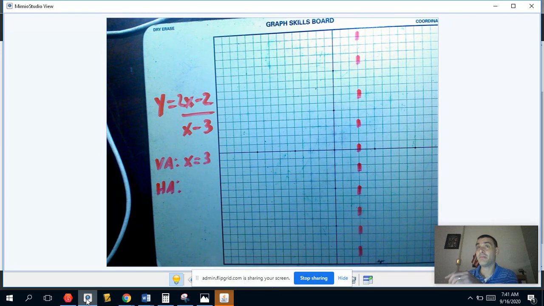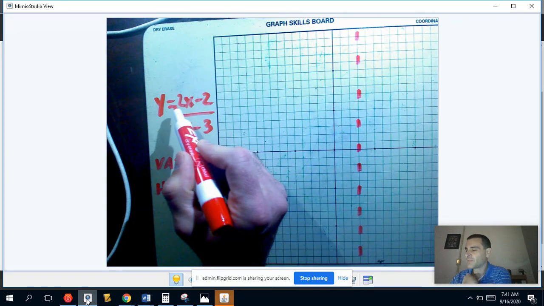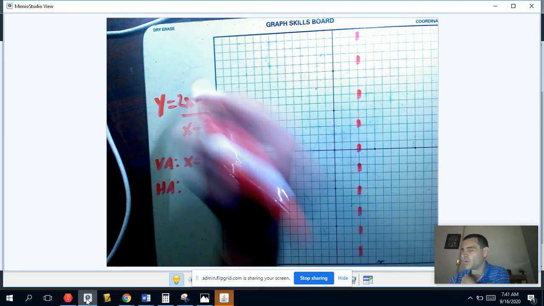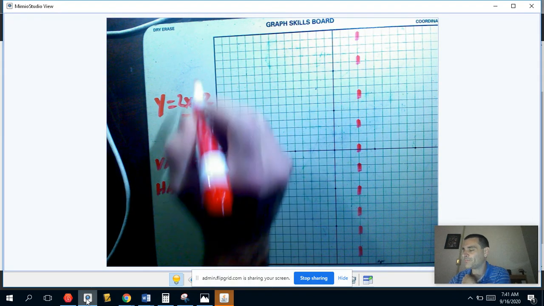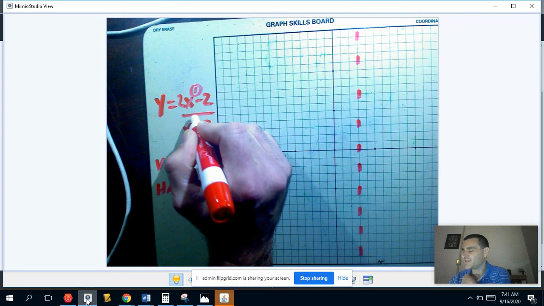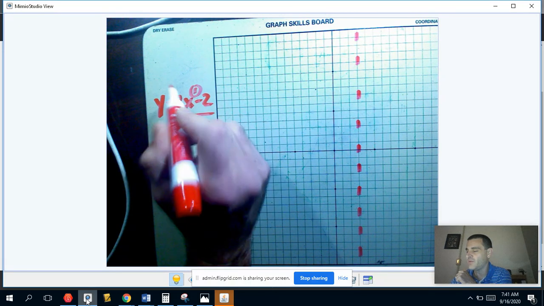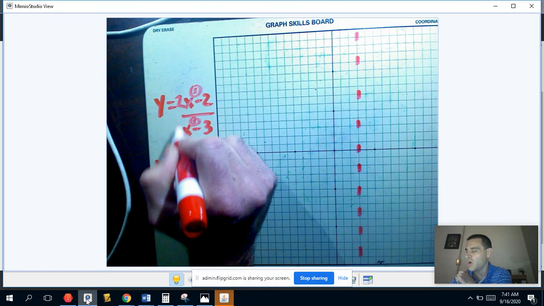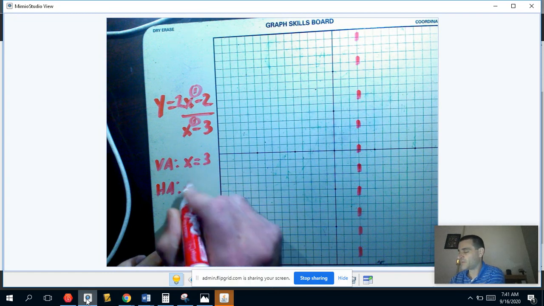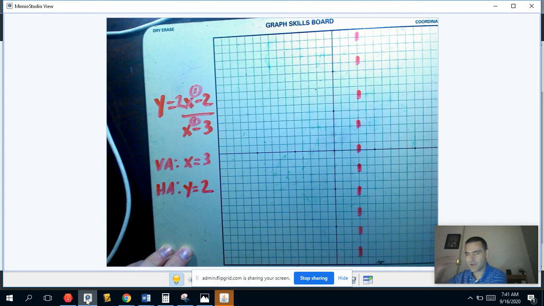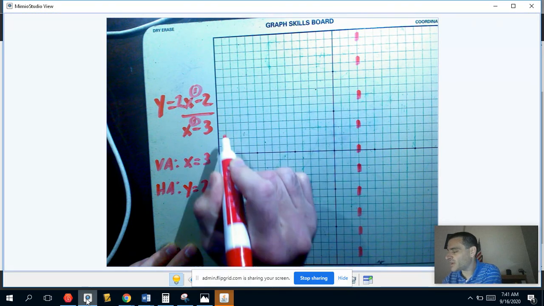The horizontal asymptote depends on the top and the bottom. If you'll notice here, the degree of the top is 1, the degree of the bottom is 1. Since they're the same, if you refer to your notes on horizontal asymptotes, the horizontal asymptote will be the ratio of leading coefficients. That would be 2 over 1. That makes my horizontal asymptote y equals 2. And if you're not sure about that, you might want to refresh how to find a horizontal asymptote.